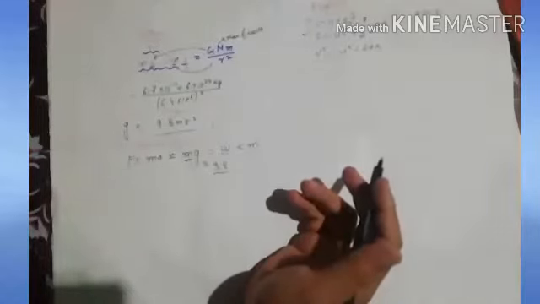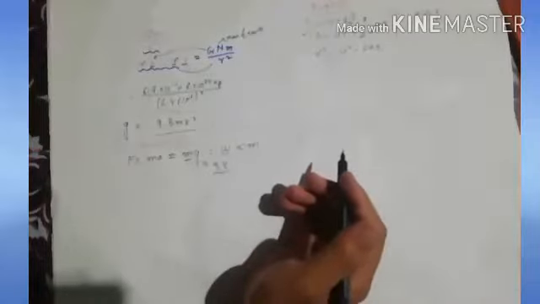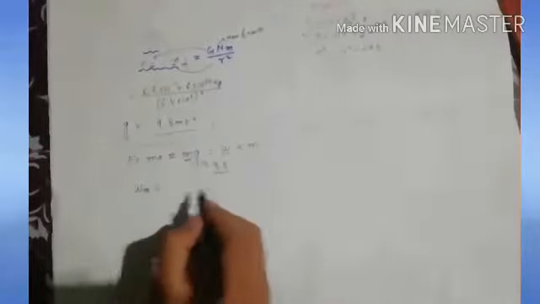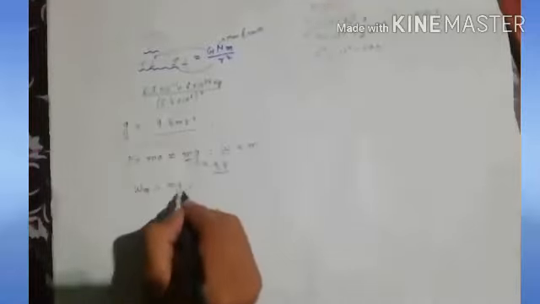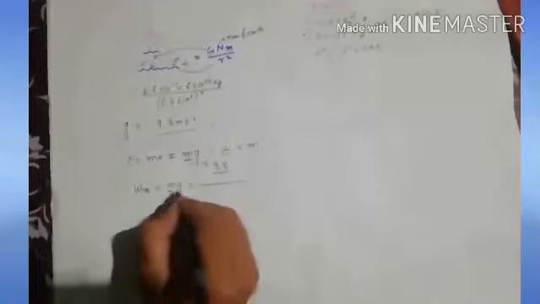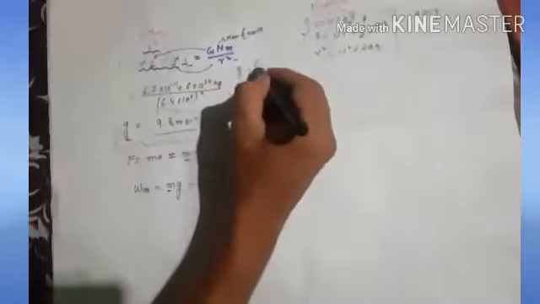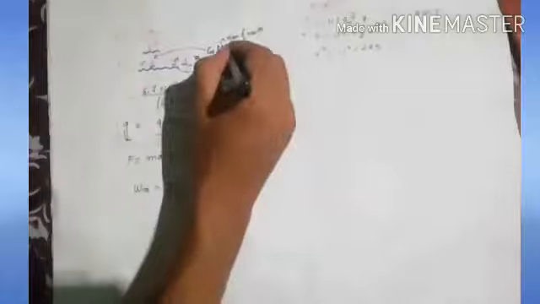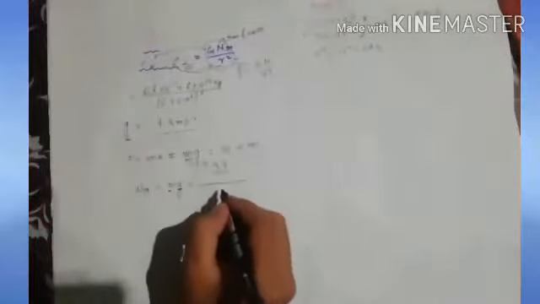So how do you find the weight of an object on the moon? We will use a very simple formula, as we have used here. The weight of anything on the moon is mg, where m is the mass of the object, and g is what? From here we can write that small g equal to capital G M by r square.